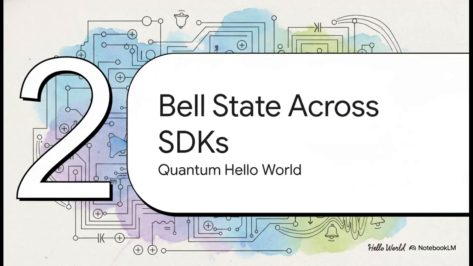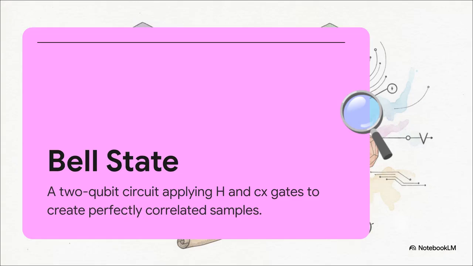Section 2. Bell state across different SDKs. The Quantum Hello World. Let's look at the Rosetta Stone of quantum programming. Building a simple entangled Bell state is our baseline across the major circuit-oriented stacks. We're talking about a 2-qubit circuit that applies a Hadamard and a controlled NOT gate to create perfectly correlated samples, ideally returning the bit strings 00 and 11.